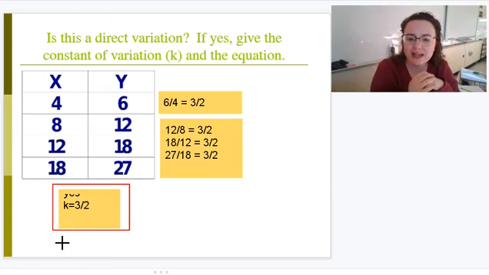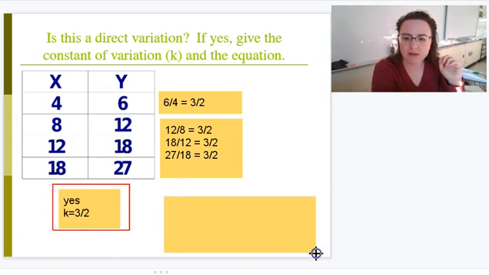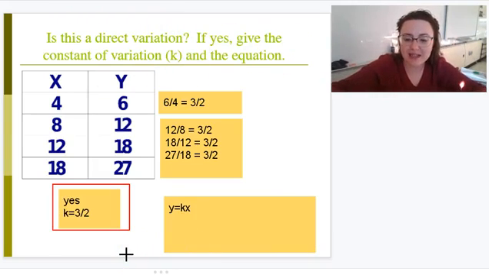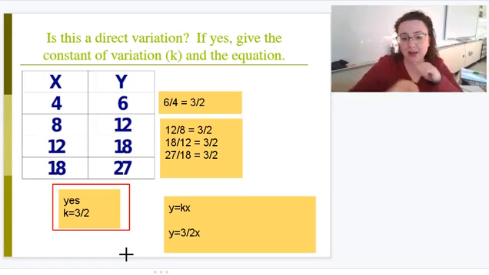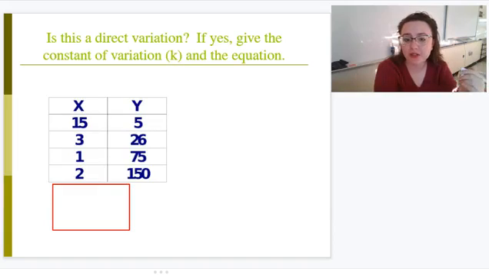Now, if I wanted to write this as an equation, I'll do a separate little box for the constant of variation and the equation. So the equation for a direct variation is y equals kx. So it looks like a line, just kind of like y equals mx plus b. This is sort of the same thing. We're just using a k instead of an m to represent the constant, but it's really the same thing. So in this case, since my constant was 3/2, I would have y equals 3/2 x as my equation for this example. Okay, this is the last one that I'm going to do.